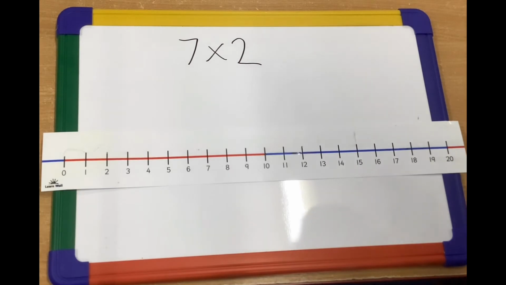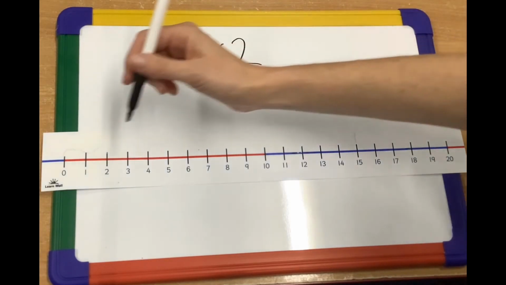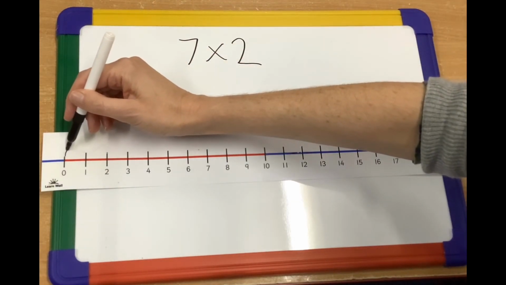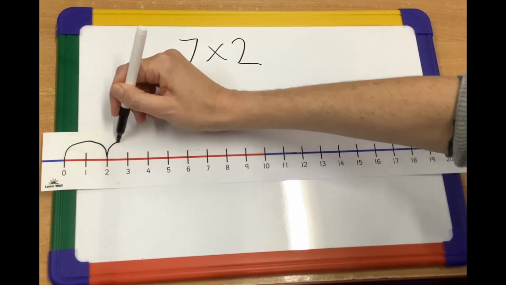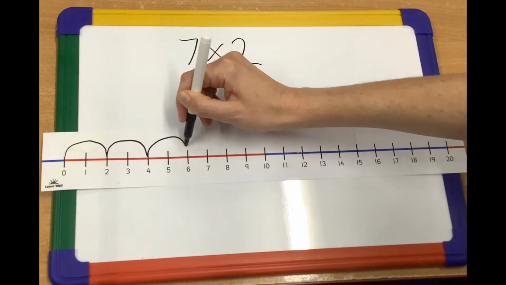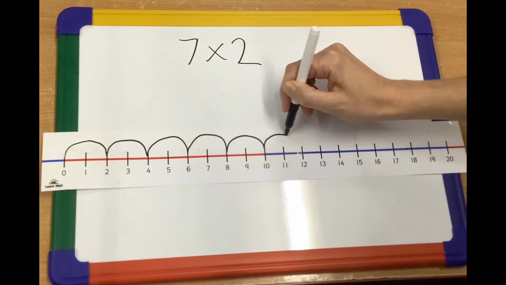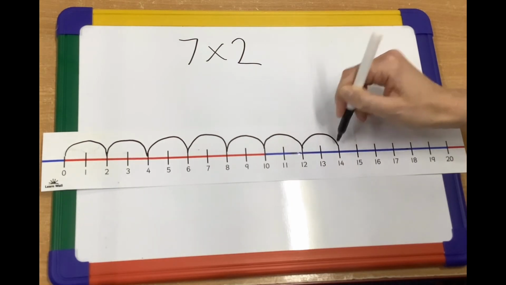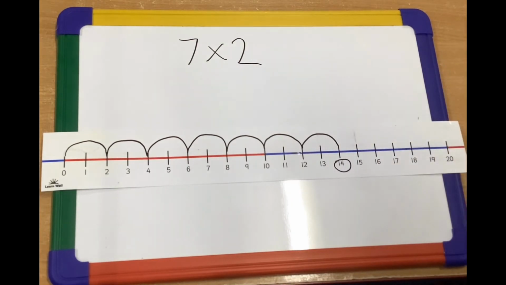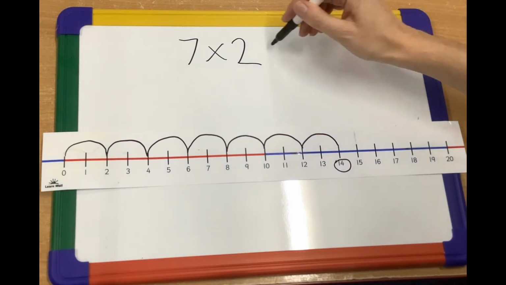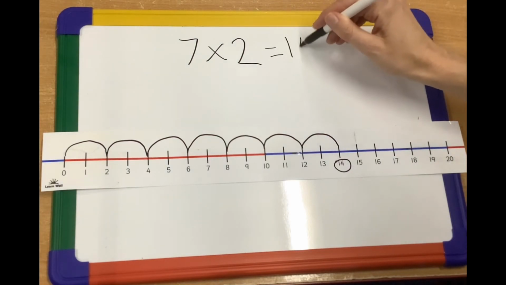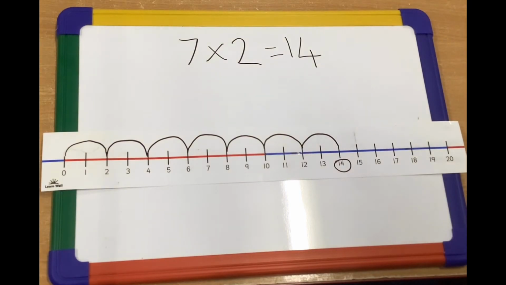So let's see if we can use this number line to work out 7 times 2. So I'm going to start on 0 and I'm going to be jumping in 2s. So that's 1, 2, 2 2s, 3 2s, 4 2s, 5 2s, 6 2s, 7 2s. If I put a circle around that, so we've got 7 times 2 equals 14. We've got 7 jumps and there are 2 in each jump.